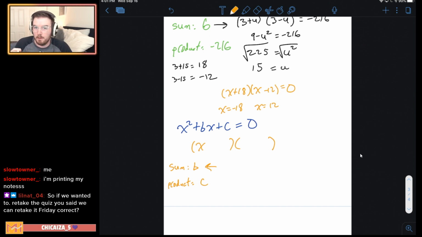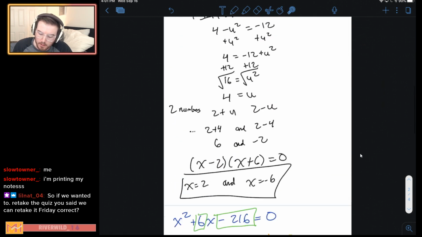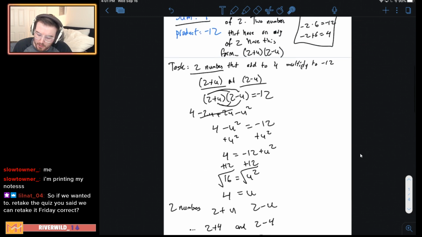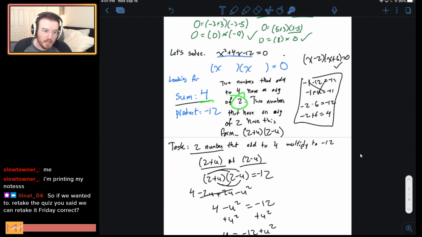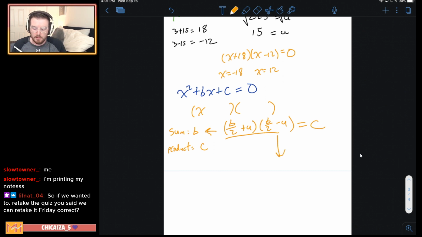Well, two numbers that add to b have an average of b over 2. Half. It's always half that number. 6 divided by 2 was 3. And 4 divided by 2 is 2. So in general, you always just divide by 2. So those two numbers will take the form of b over 2 plus u and b over 2 minus u. And those two numbers need to multiply to equal c. And then you solve. That's what we're going to do every single time.